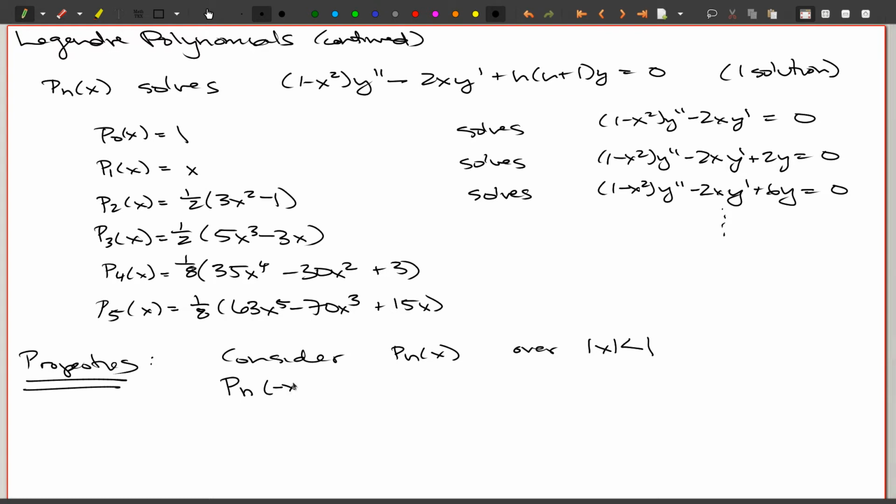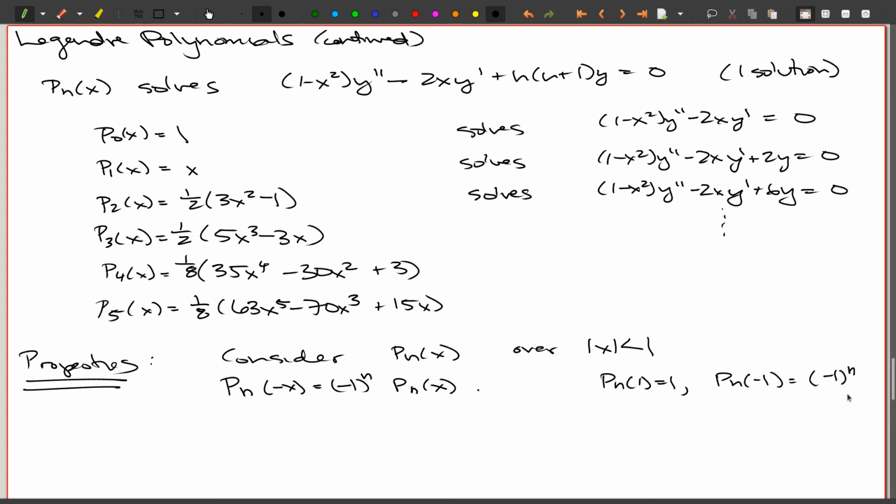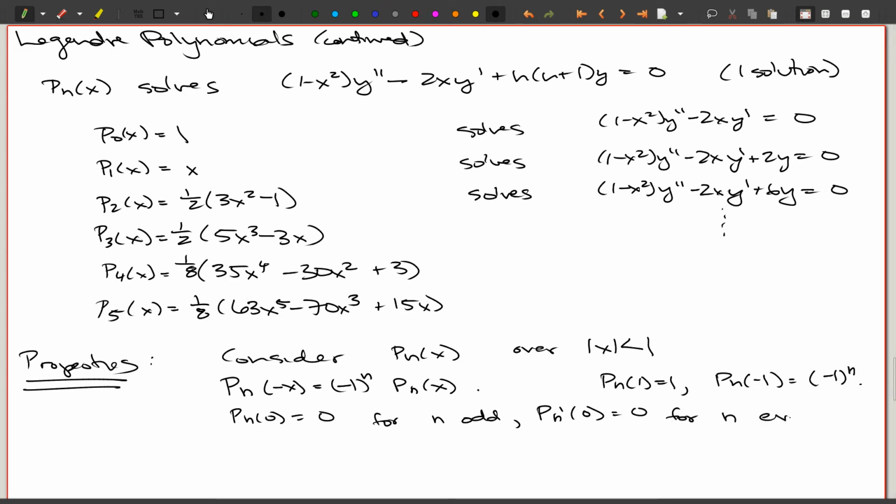And then they have just some neat algebraic properties. So P sub n of minus x is just minus 1 to the nth power times P sub n of x. And then P sub n of 1 is 1. So P sub n of minus 1 is just minus 1 to the nth power. And then you're going to have that P sub n of 0 is 0 for odd n. And then if n is even, you're just going to have that the derivative is 0. So P sub n prime of 0 is 0 for even values of n.